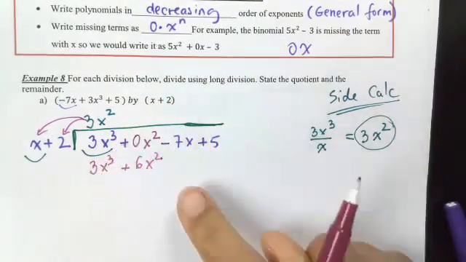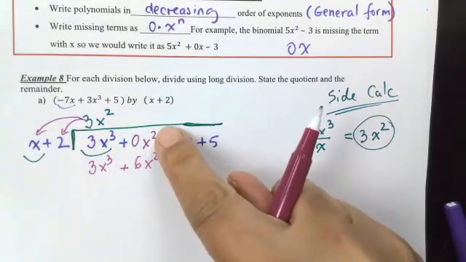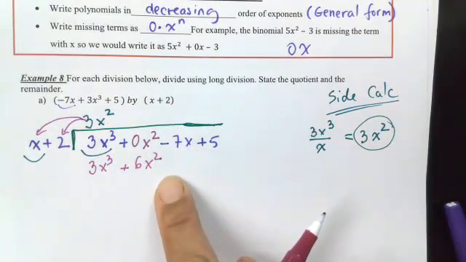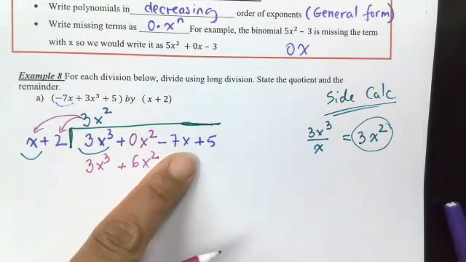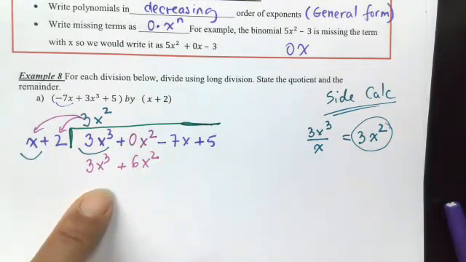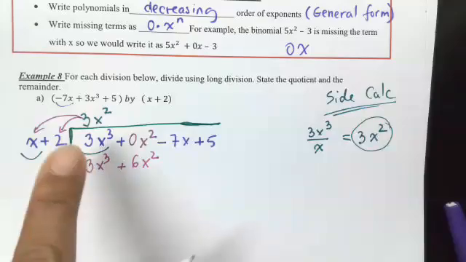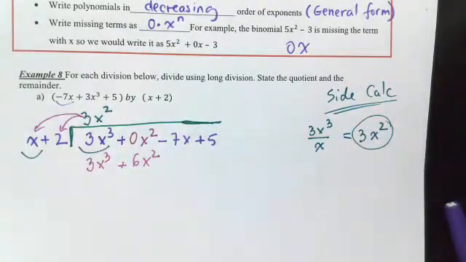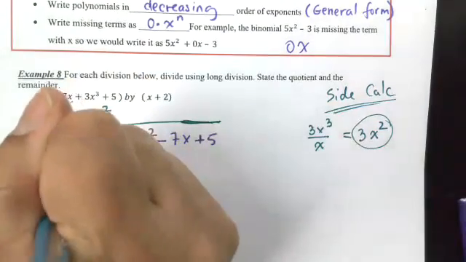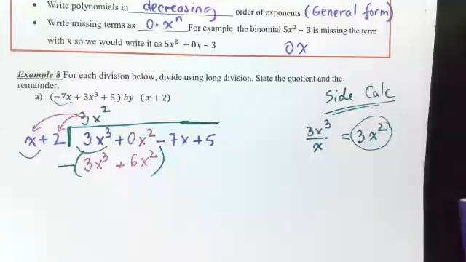6x squared. See how the term that was missing now is lining up with another x squared term? If you don't put that there, you're now going to be under 7x, and you cannot put those together because they're not alike. So it's very important to have a place for it. And now once you have that, what we do is subtract vertically. You're subtracting a binomial, so careful with that.